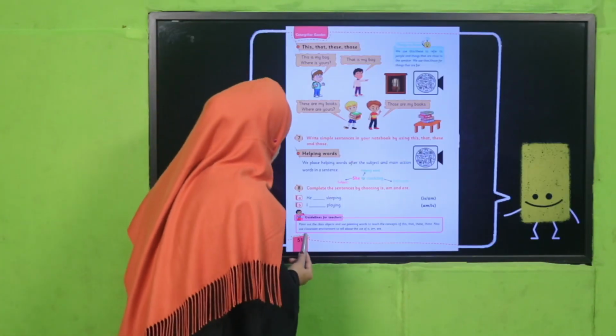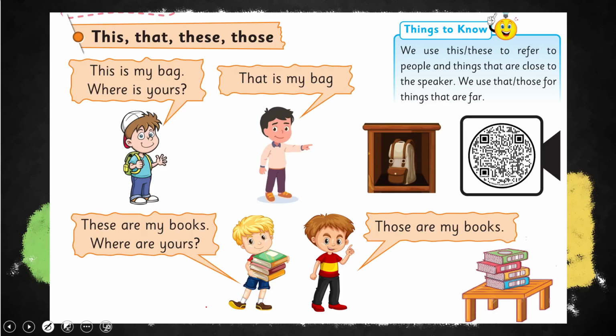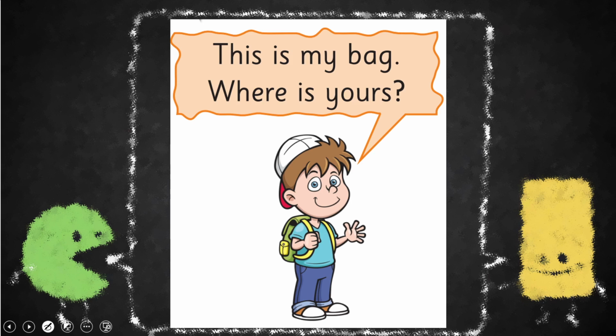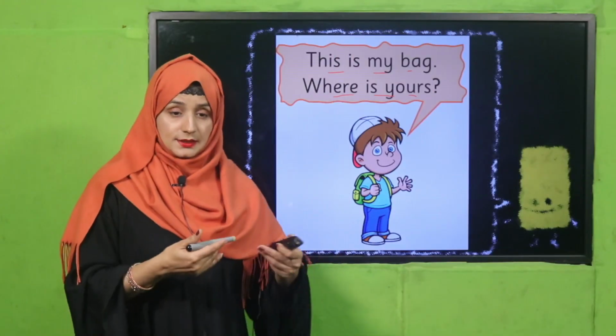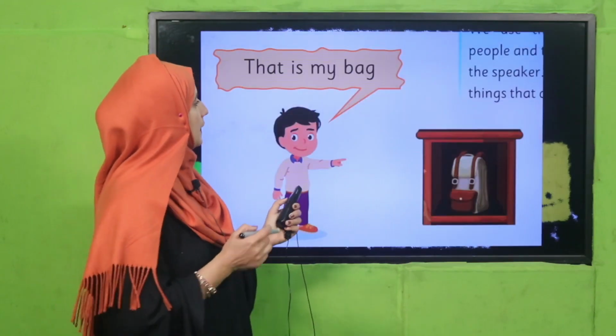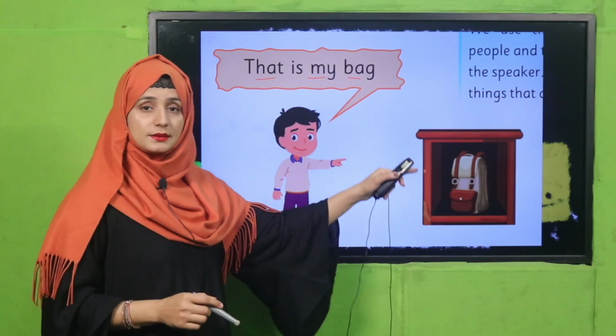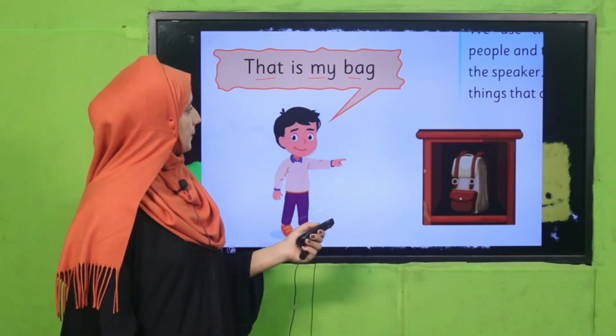So now, open your book, page number 51. We are going to read about the pointing words. Okay, so, use of this, that. This is my bag. You can read that. Read with me. This is my bag. Where is yours? She is asking that. This is my bag. Where is yours? So, see there, what he replied? That is my bag. He is pointing. That is my bag.